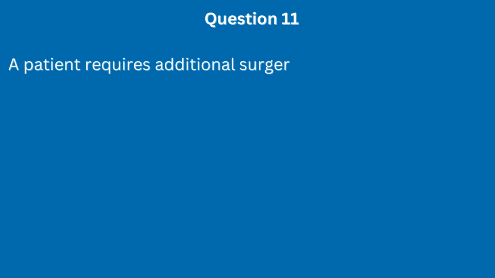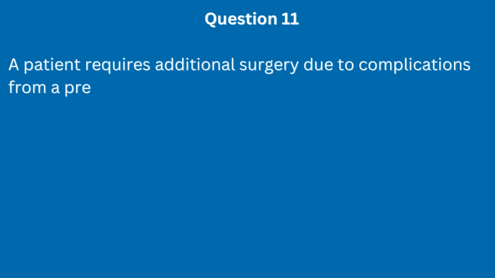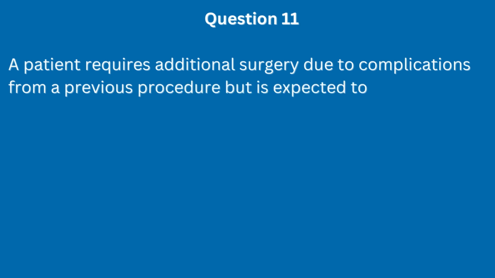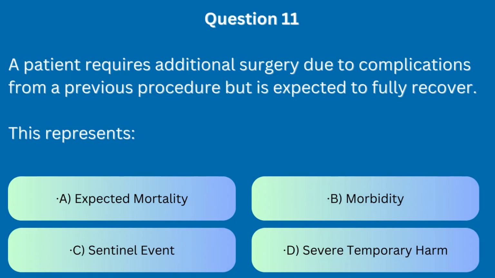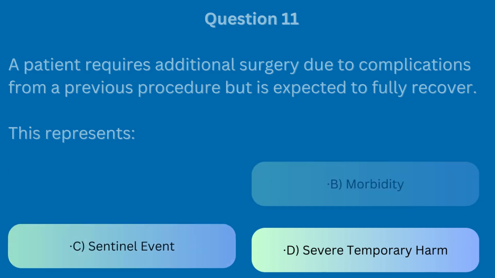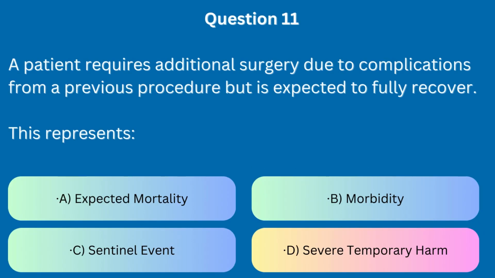Question number 11. A patient requires additional surgery due to complications from a previous procedure but is expected to fully recover. This represents what? A. Expected mortality, B. Morbidity, C. Sentinel event, D. Severe temporary harm. The correct answer is D. Severe temporary harm involves critical, potentially life-threatening harm lasting for a limited time with no permanent residual. So the patient will recover, but requires significant intervention such as additional surgery, as in this case.